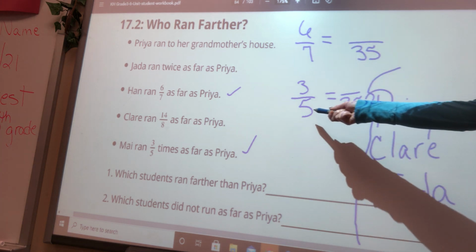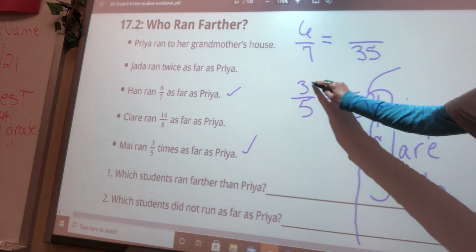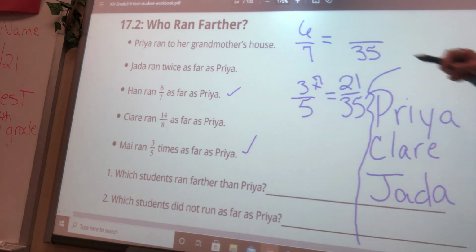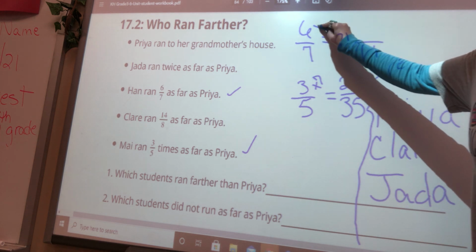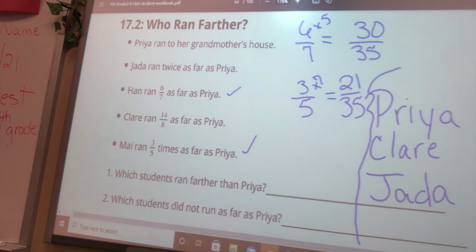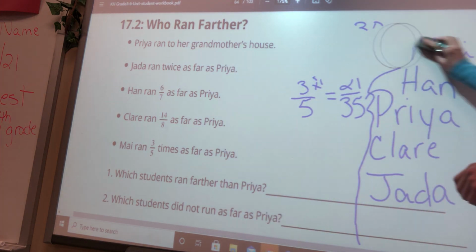All right, what would I have to do to 5 to get 35? Times 7. So I would have to do it here too. 21. What would I have to do to 7 to get 35? Times 5. So if I do it here, I get 30. Now, is it easy to compare them? Yes. All right, who would be next? Han. And then who ran the absolute least? Mai. Okay, so from least to greatest, we have Mai, Han, Priya, Claire, and Jada.